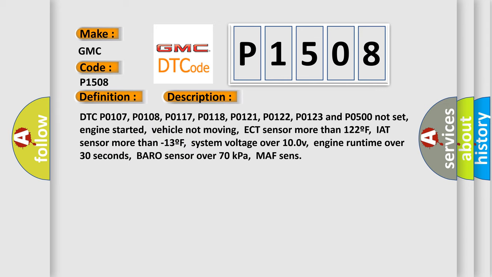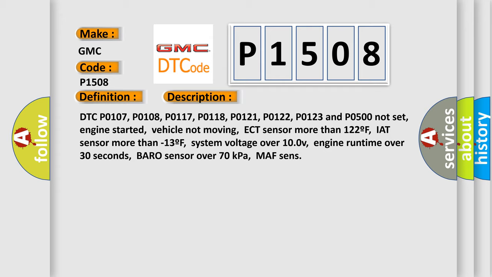DTC P0107, P0108, P0117, P0118, P0121, P0122, P0123 and P0500 not set, engine started, vehicle not moving, ECT sensor more than 122F, IAT sensor more than -13F, system voltage over 10.0V, engine runtime over 30 seconds, BARO sensor over 70 kilopascals, MAF sensor.